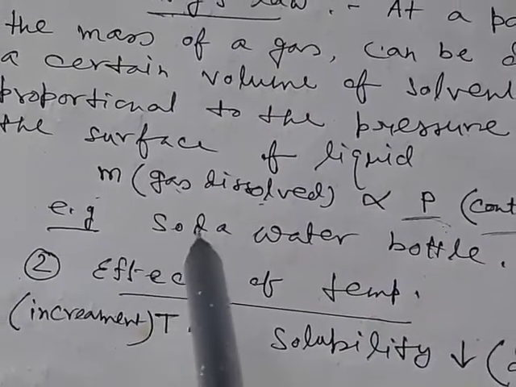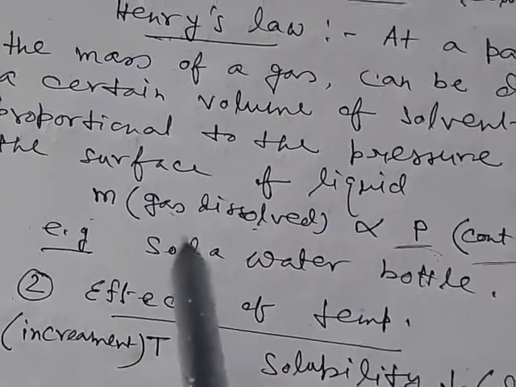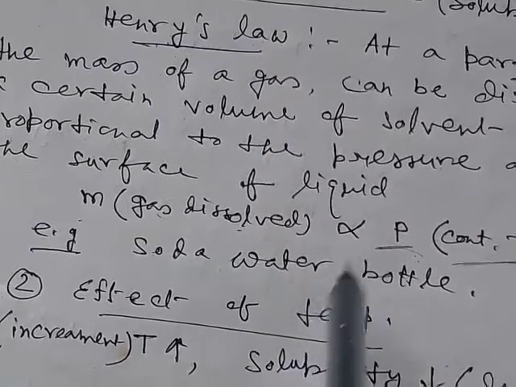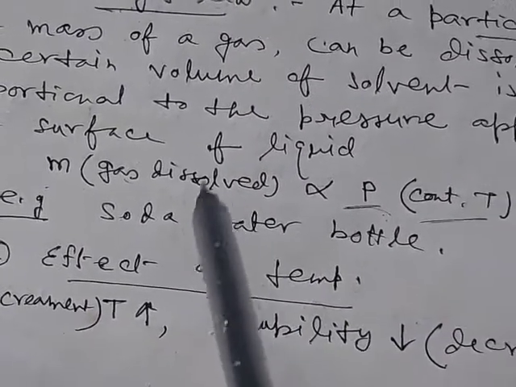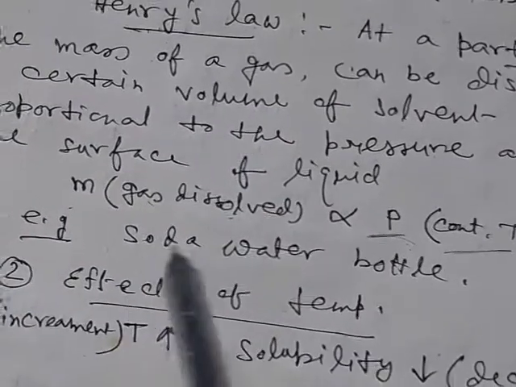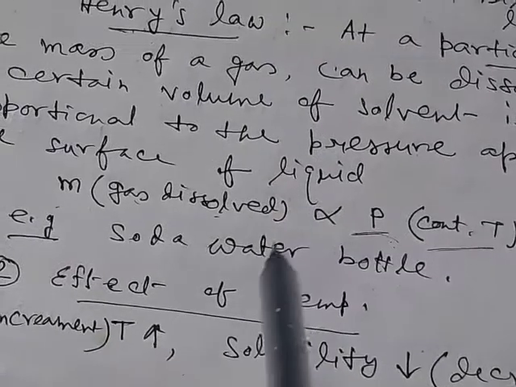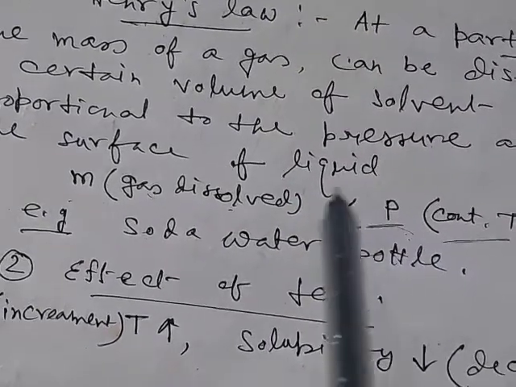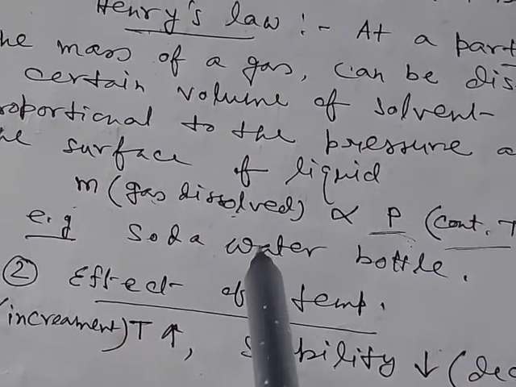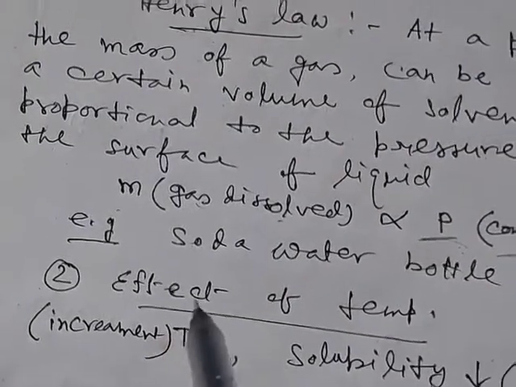This is observed in a soda water bottle. In a soda water bottle, at high pressure, carbon dioxide gas is dissolved in water. Now if we open the mouth of the bottle, the pressure is released, so the solubility of carbon dioxide gas decreases. Some of the carbon dioxide will escape from the water, and some bubbles will be produced in the solution.